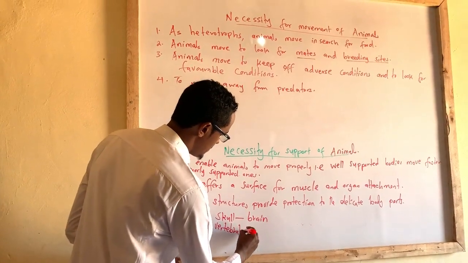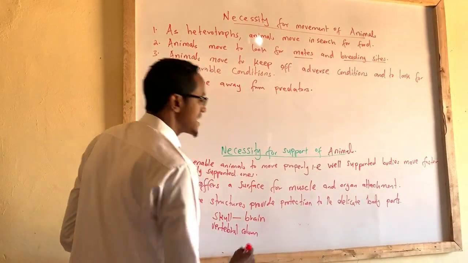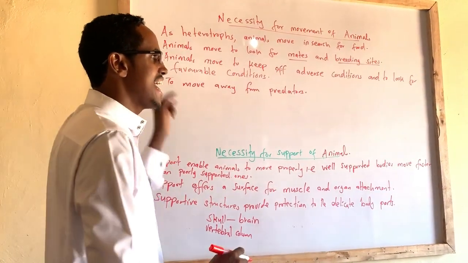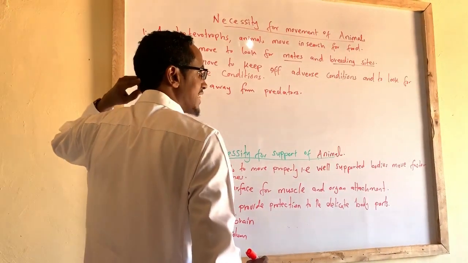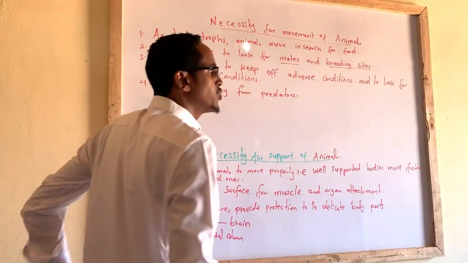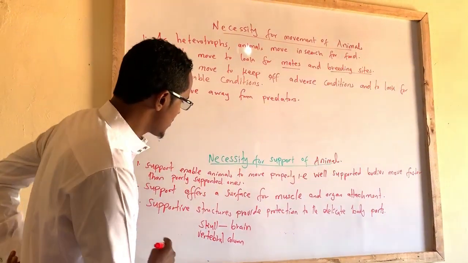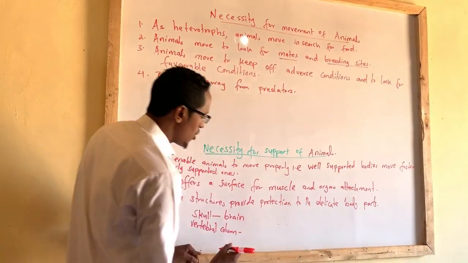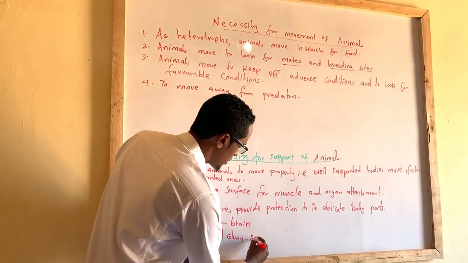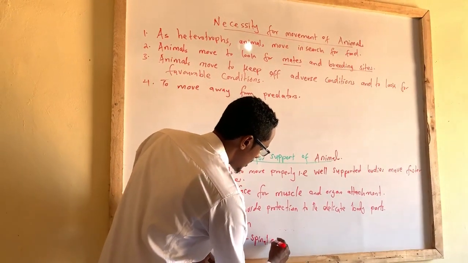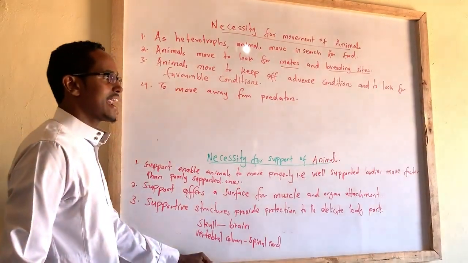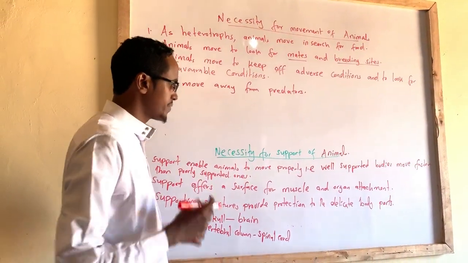Vertebral column. The vertebral column is another supportive structure that runs from the end of the head up to the tail. That bone also provides protection to the spinal cord, another nervous organ.